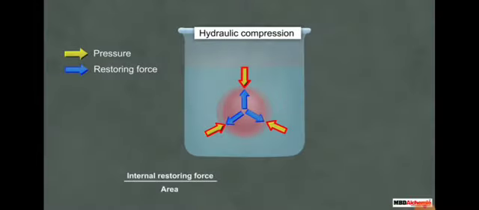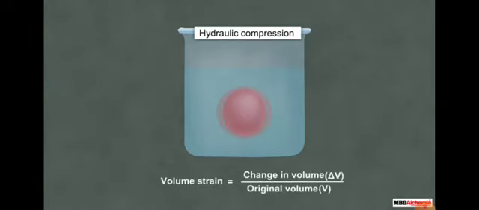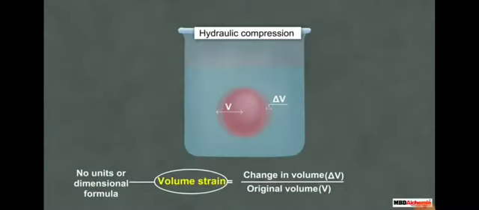Internal restoring force per unit area is called hydraulic stress. The magnitude of this stress is equal to the magnitude of the applied force per unit area. The strain produced in this case is called volume strain, and it is expressed as the ratio of the change in volume delta V to the original volume V. So this is also called volumetric strain. Volume strain means what? Change in the volume upon original volume.